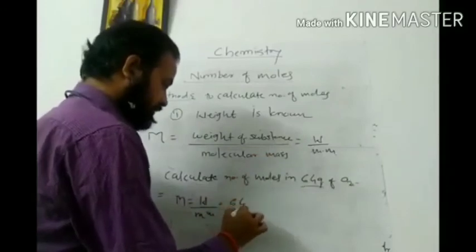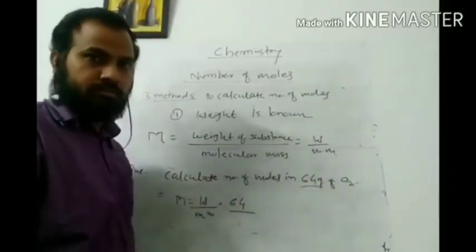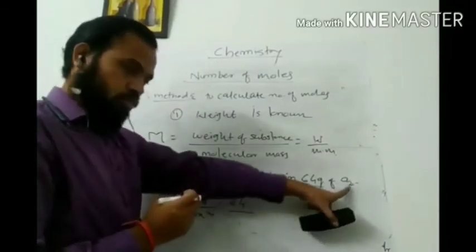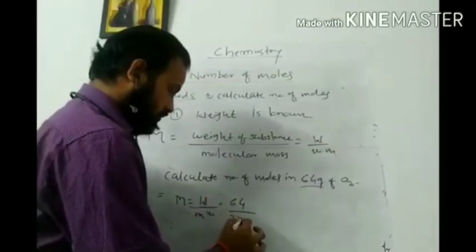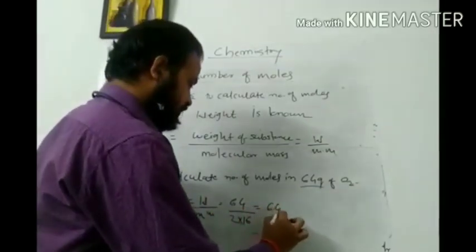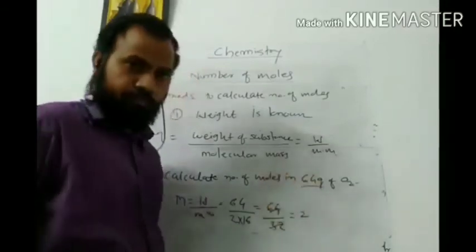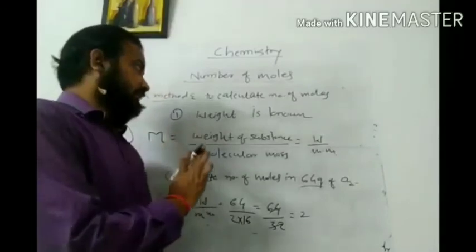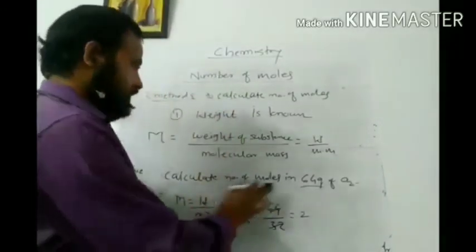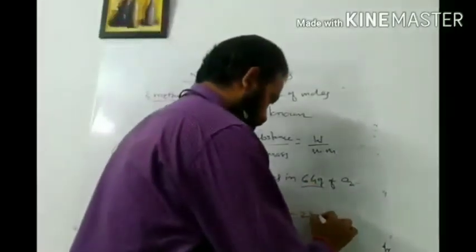Weight is 64 gram. Molecular mass for oxygen is the total of the atoms present in a molecule. It contains 2 atoms, so 2 into 16 atomic weight, that is 32. So 64 divided by 32 is 2. We can say that there are 2 moles present in 64 gram of oxygen. So here the answer is 2 moles.